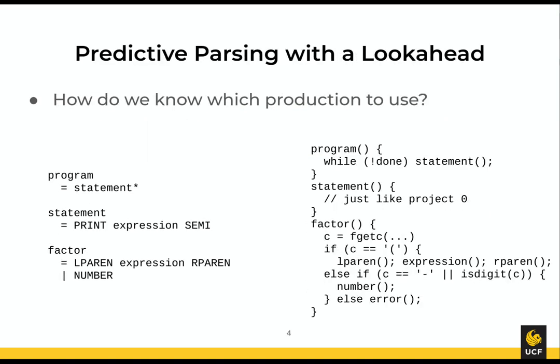So this is the essence of this slide. You can just look ahead one character or one token and check whether it's going to be an L paren or number, and use that to decide whether to use the L paren expression R paren production. In keeping with having tokens be functions, I just put the entire body as function calls, or just read a number. Make sense?